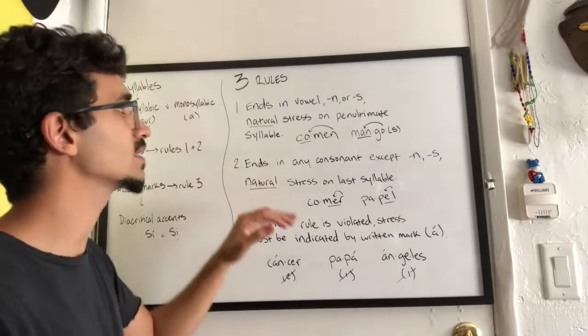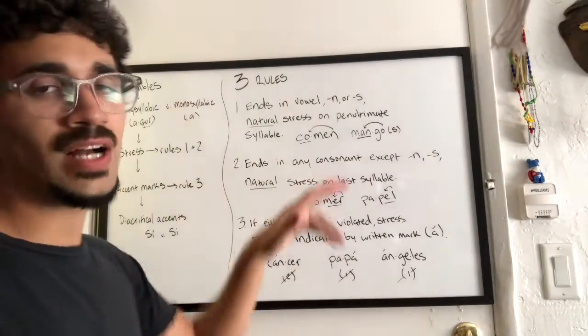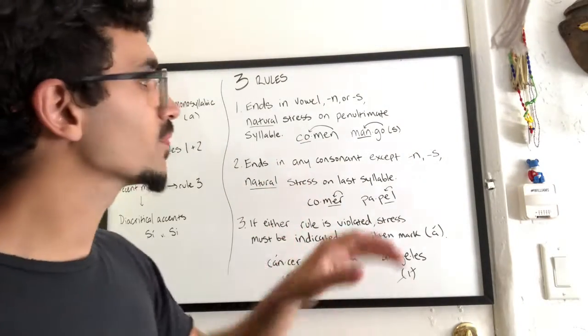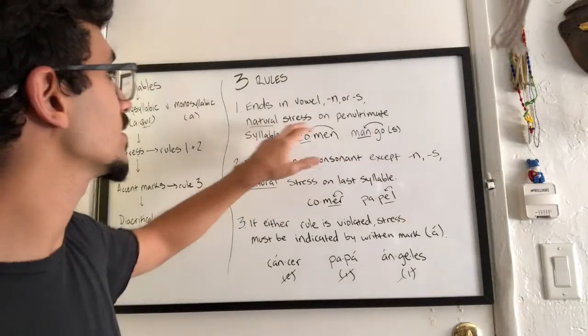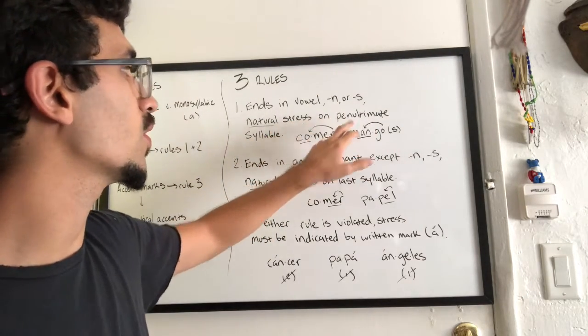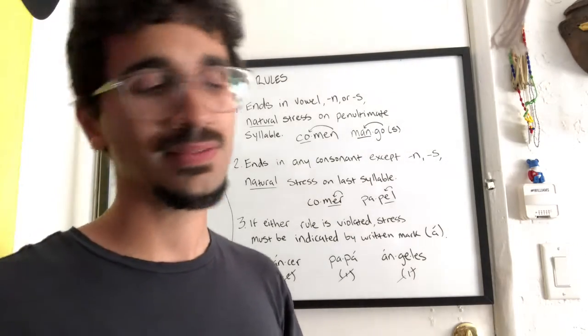So the first one is, if the word you're dealing with, whatever word you're looking at, ends in a vowel, a, e, i, o, u, n, or s, which are consonants, then the natural stress is going to fall on the penultimate syllable. Remember, penultimate means second to last.